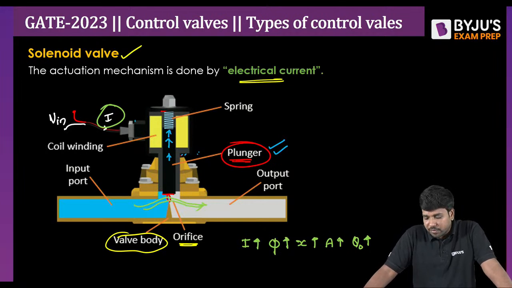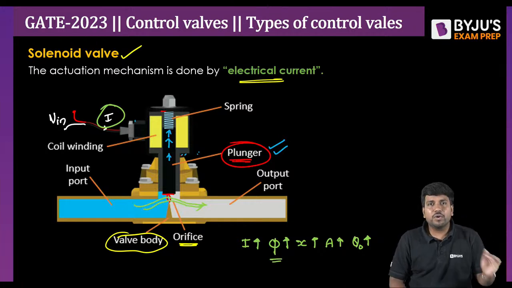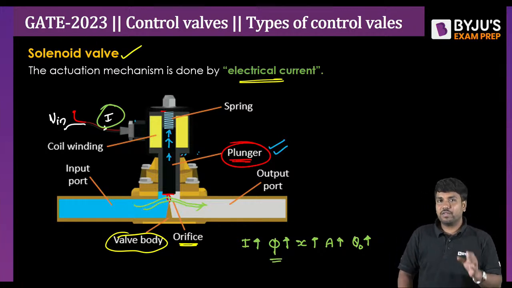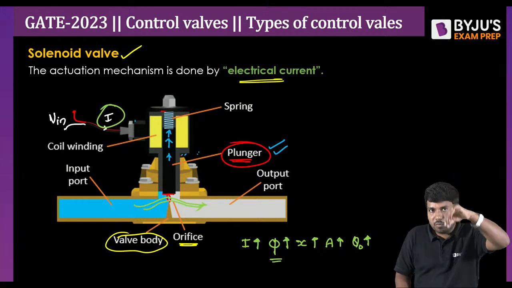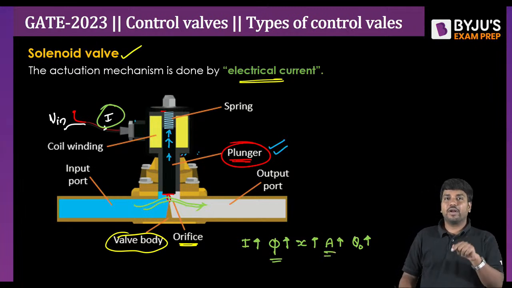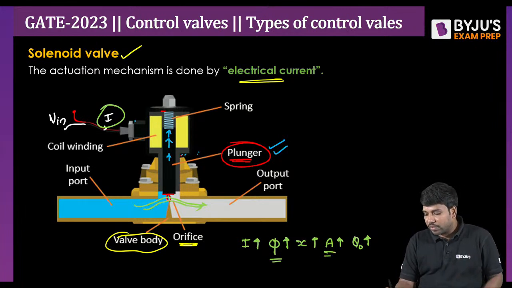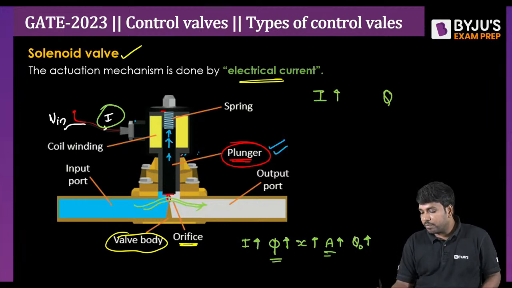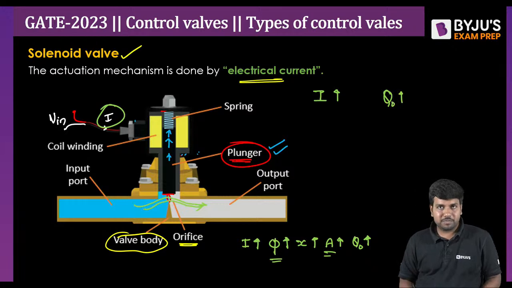And reverse also same. Suppose if you decrease the current, then naturally what will happen? The amount of flux is going to reduce, and when the flux is reducing, the plunger will not get attracted so much, so the plunger will move in the downward direction and the area of opening will reduce and the fluid flow rate will reduce. Ultimately, the more the value of current here, the more output fluid flow rate you will get. Clear? Suppose if you reduce the value of current, the fluid flow rate is going to reduce.